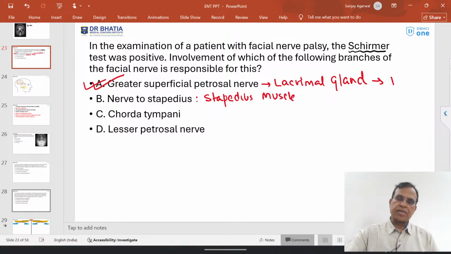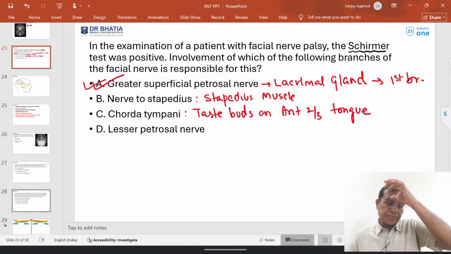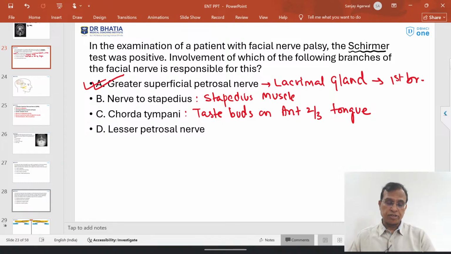Yes, this is the first branch, Suvo. Absolutely correct. This is the first branch. Cauda tympani supplies taste buds on anterior 2/3 tongue. Okay, these are the three branches of the facial nerve.